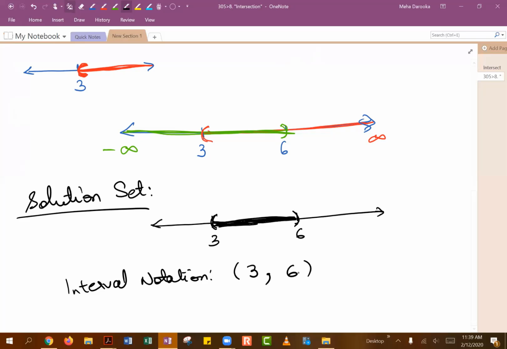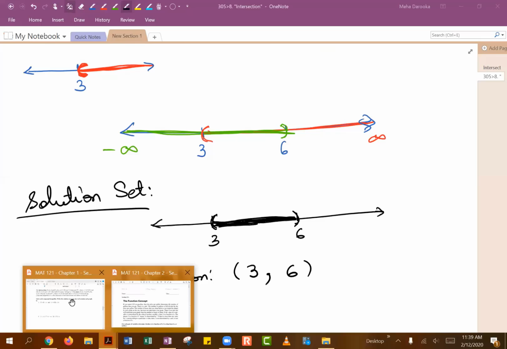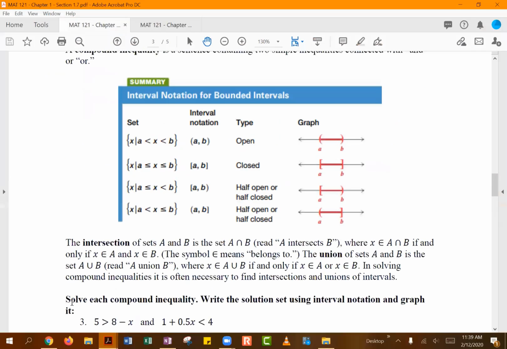Because remember when we talked about compound inequalities, if you go back to the top of your handout, you're actually looking at this open interval, and this is what your graph is going to end up looking like. So this is the example that we just did.